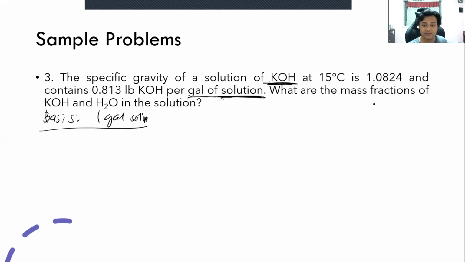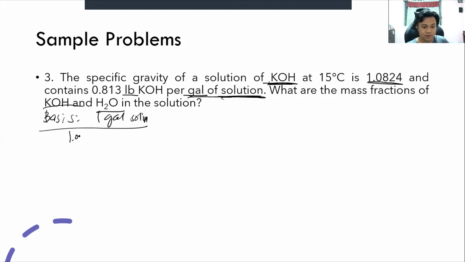So we are asked for the mass fractions of the KOH and H2O in our solution. So to get the mass of our solution, we just have to make use of our specific gravity, right? So this is specific gravity, and then we are given in pounds per gallon. So what factor or what number will we multiply to 1.0824 to get the pounds in the numerator? The last video, you can remember, it is 62.4.